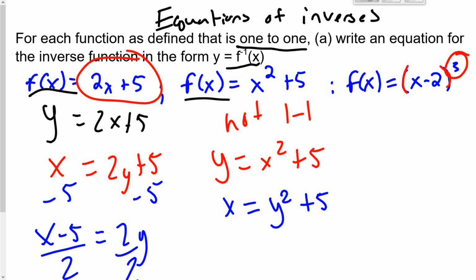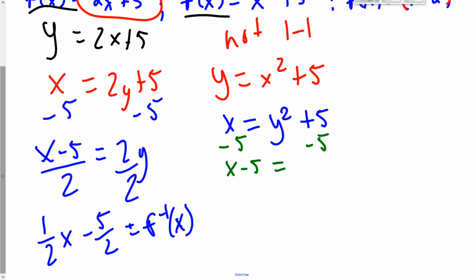Change x and y, and then go ahead and solve for y. So x minus 5 equals y squared. Get rid of the squared by square rooting, and here's where we can see why it's not going to be a function.